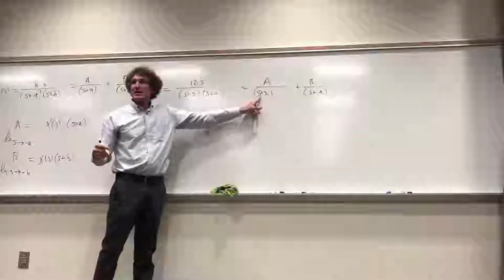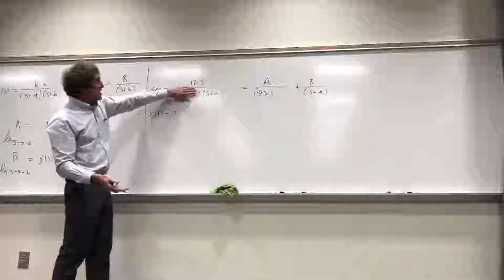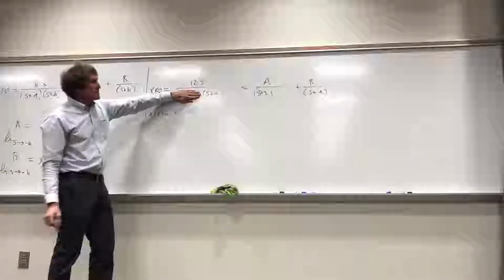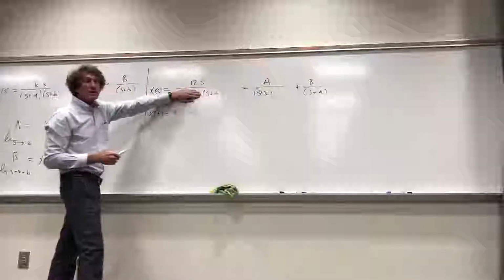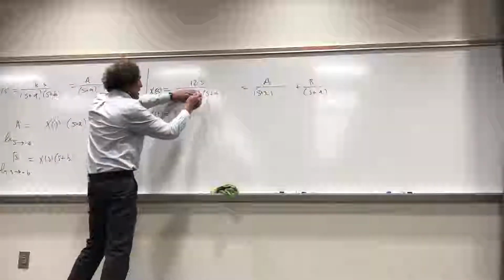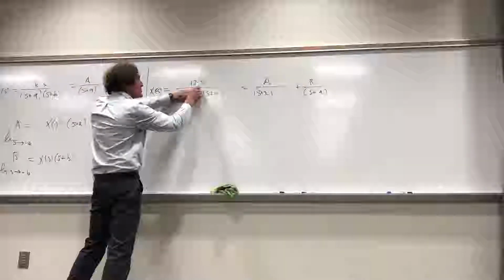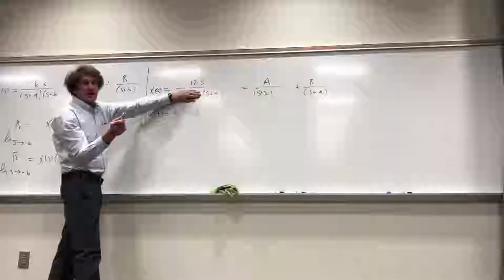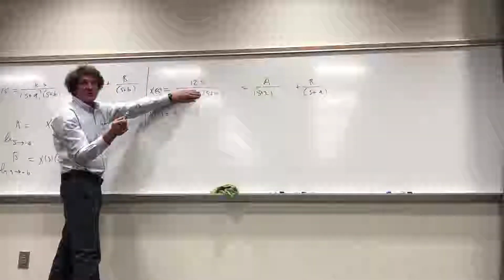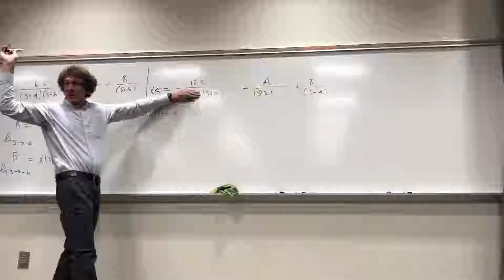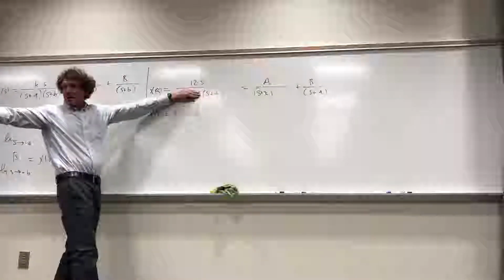What is A? Well, what's the pole? S equals minus 2. Cover this up. Evaluate what's left at minus 2. Minus 2 plus 4 is 2, right? So that's 2 downstairs. Minus 2 times 12 is minus 24, or minus 12. How many see that? Agree? Do you all see it right over here or not?